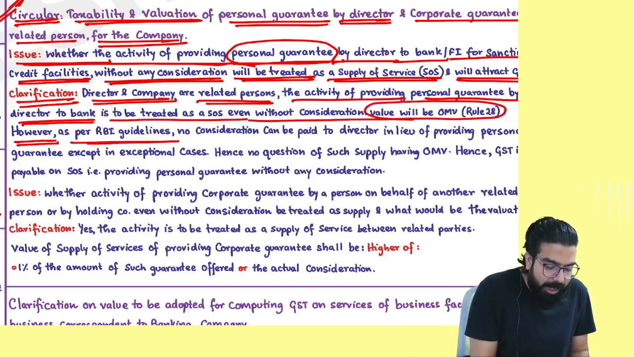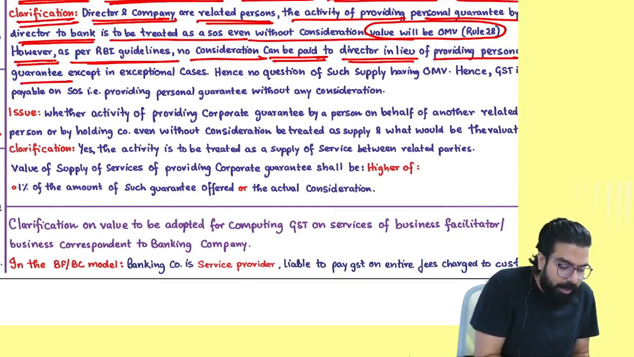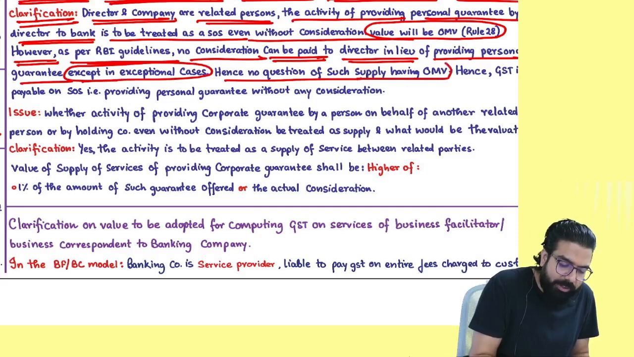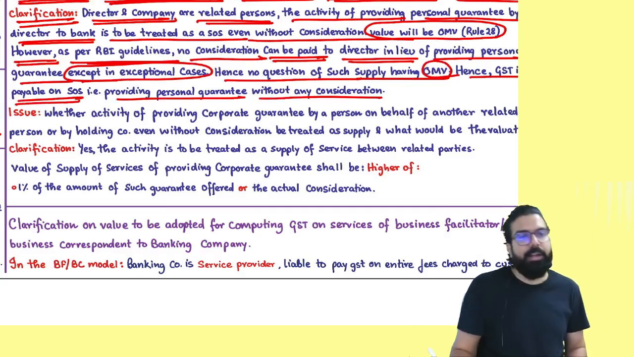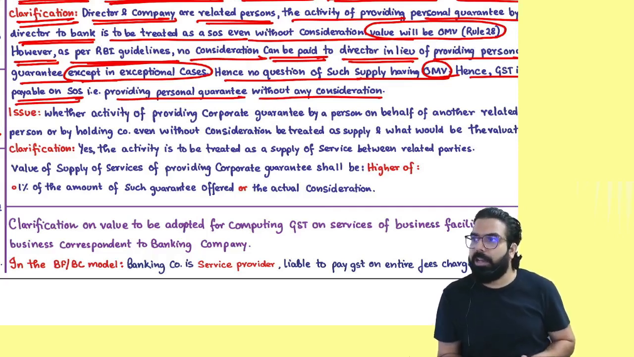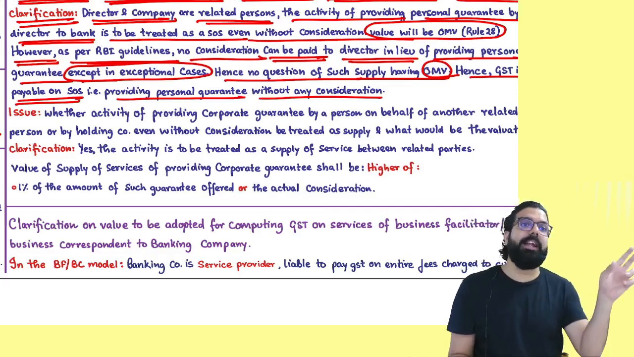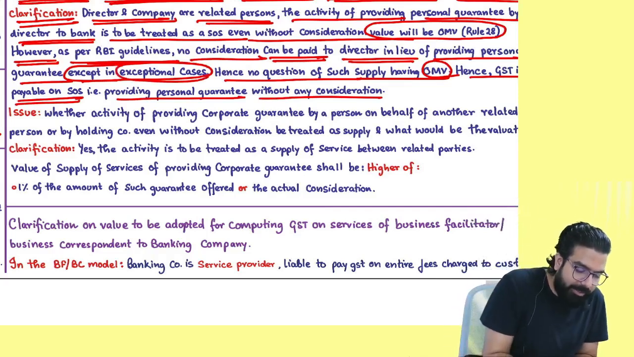However, as per RBI guideline, no consideration can be paid to the director in lieu of personal guarantee except in an exceptional scenario. Hence, there is no question of that supply having any open market value. Hence, GST is not payable on supply of service of providing personal guarantee without any consideration. Are we clear, everyone? But by chance, if the director charges anything, then that will be the value of supply. Can I go ahead? Next, because they told any exceptional scenario.